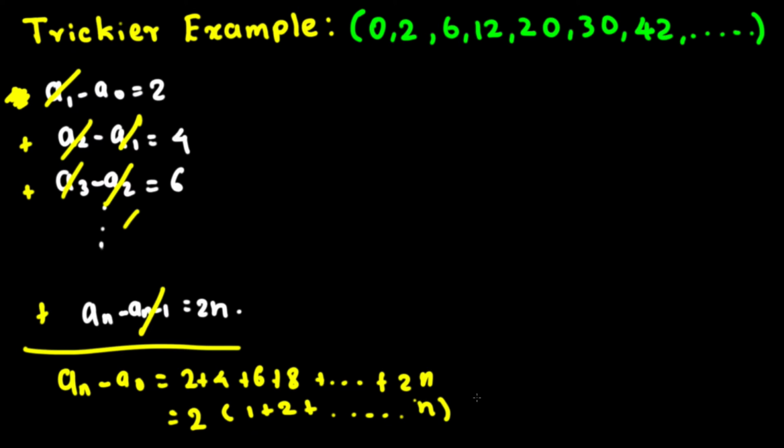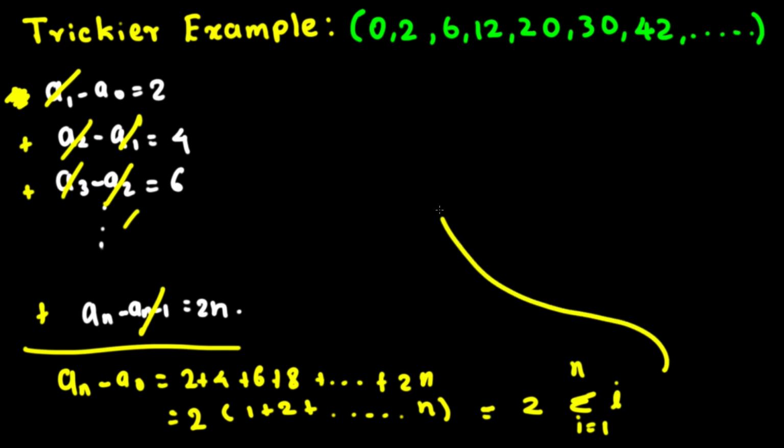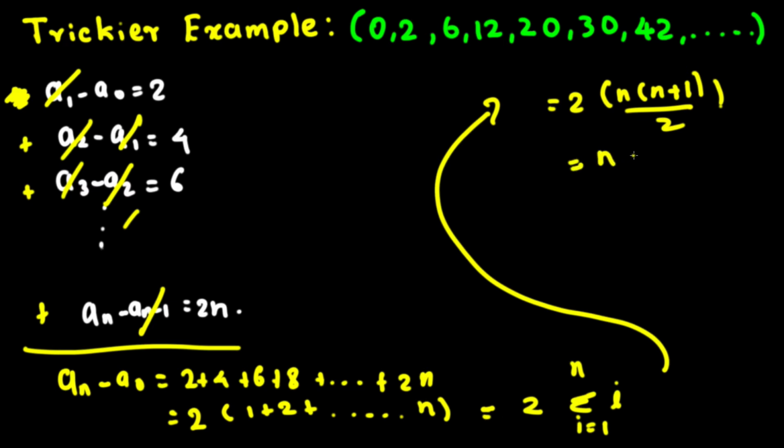Now finally we can express it in terms of summation, like 2 times summation i starting from 1 to n, i. Okay, in another term we can also write this one as 2 times n times n plus 1 divided by 2. So finally we will simplify this one into n times n plus 1, because 2 cancels, n times n plus 1.